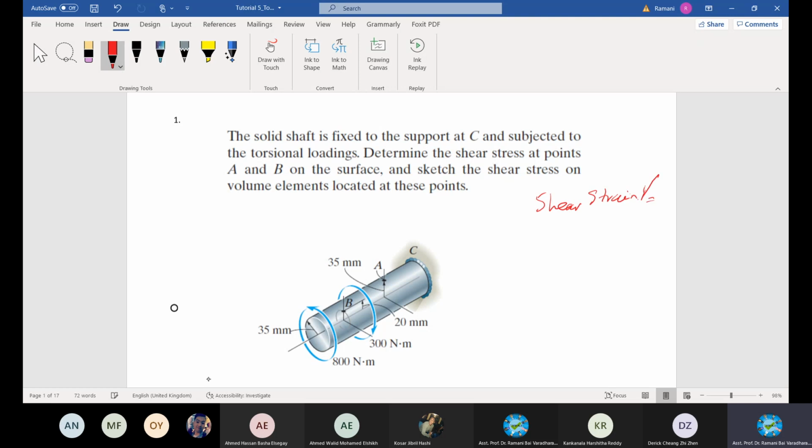Gamma is equal to rho theta by L, where rho is the distance from the center to the wall. The pipe can be a solid material or a hollow one, right, with a thin wall, or it can be any dimensions or shape, all referring to the distance from the center to the wall. Theta is the angle of rotation. L is the length of the member.